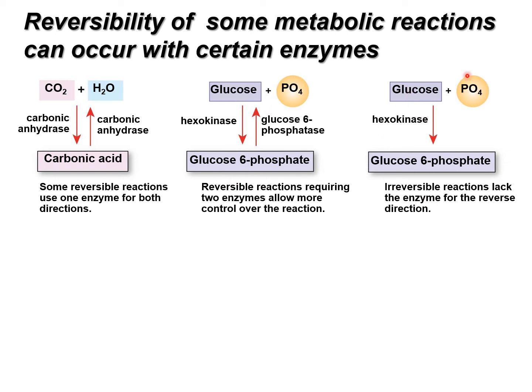You create an enzyme that can only catalyze one direction. So most cells are like this. 99.9% of your cells in your body are like this, but the liver and the kidney cells that are responsible for releasing glucose when you're low on glucose have both enzymes actually.